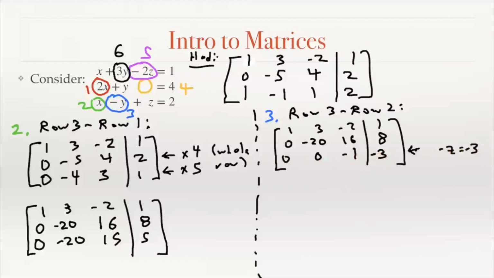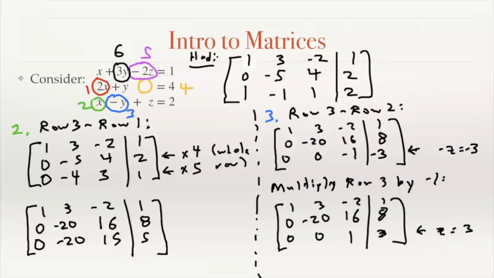And remember that we can stop and read off what a row is saying at any time. So this third row is saying 0x plus 0y minus 1z minus e equals minus 3. So this is the same set of equations that we had when we were doing it without the matrices, and it will continue to be the same at every step. And now what did we do here? We solved for z here by multiplying both sides by minus 1, which is the same thing as multiplying row 3 by minus 1, and getting that.